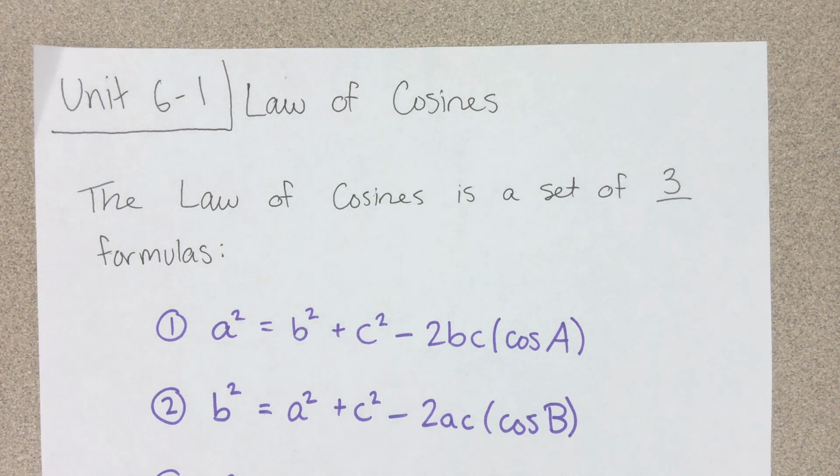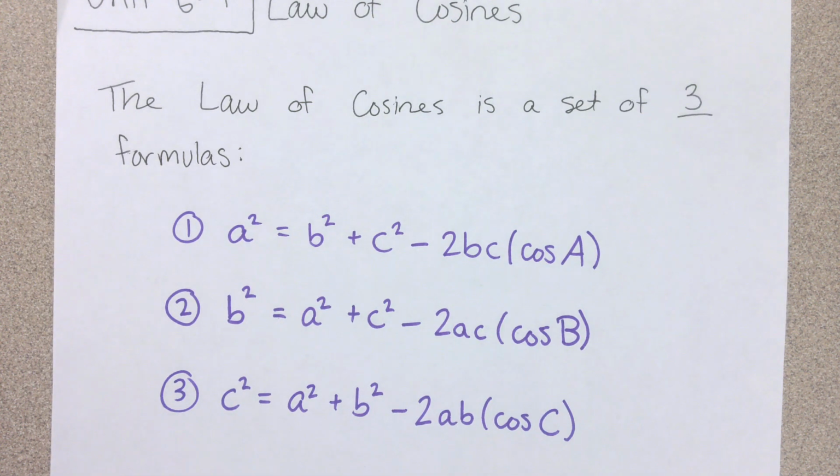Make sure you do upper and lowercase accordingly. As you know, the lowercase are sides, the uppercase are angles. Last one is the c squared. C squared equals a squared plus b squared minus 2ab cosine of C. I'm going to leave that up here for about 20 more seconds, and then I'm moving on.